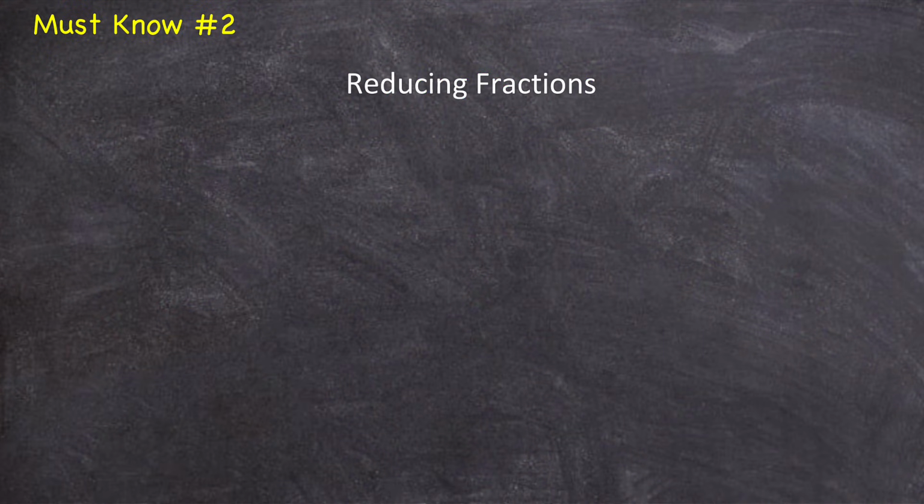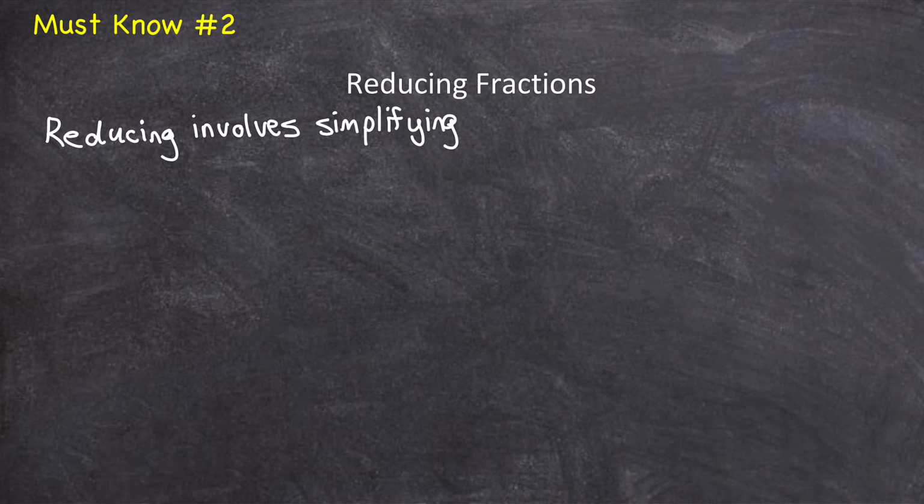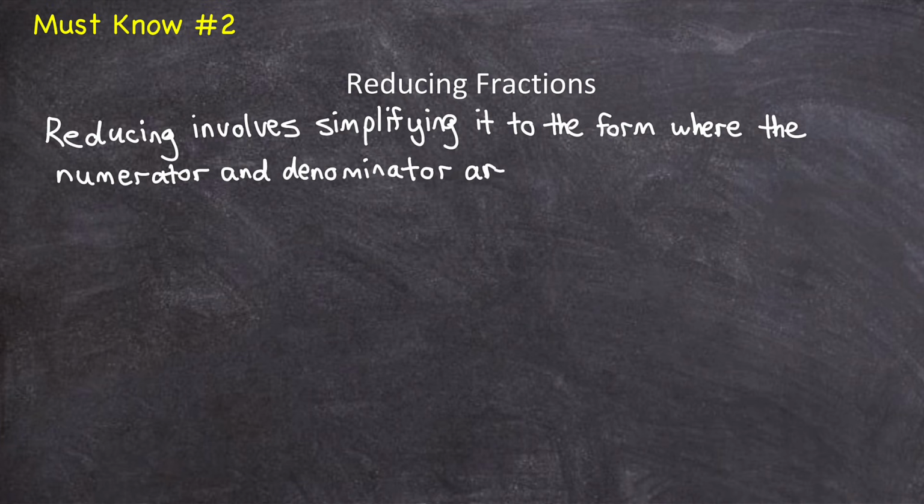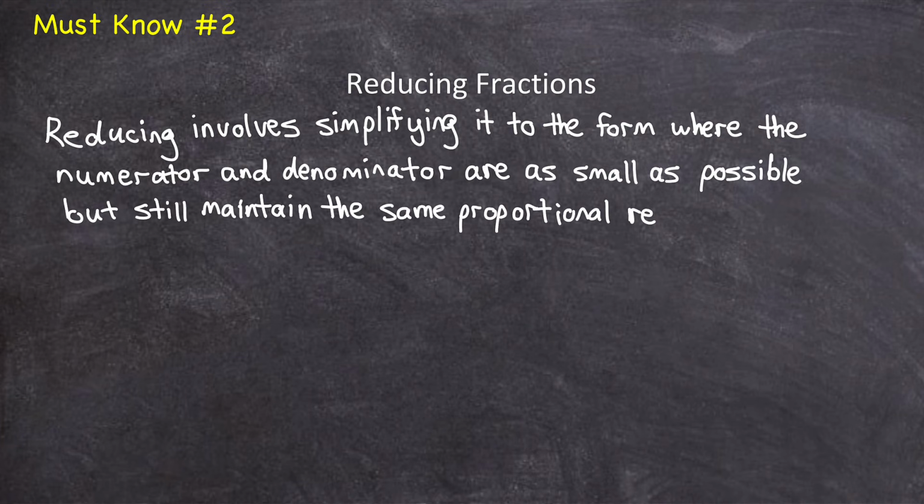Must know number 2, reducing fractions. Reducing a fraction involves simplifying it to the form where the numerator and denominator are as small as possible, but still maintain the same proportional relationship. Before I teach you how to reduce fractions, let me show you why 1 over 2 is the equivalent but reduced version of 2 over 4.